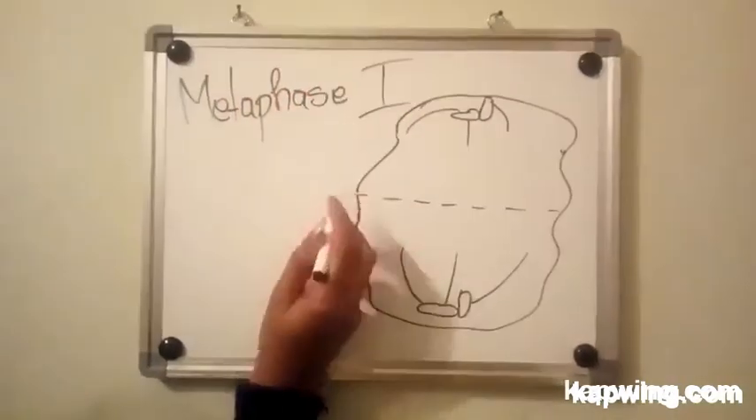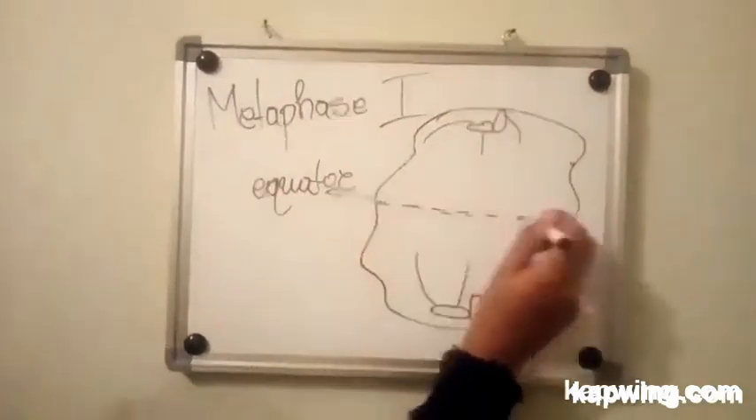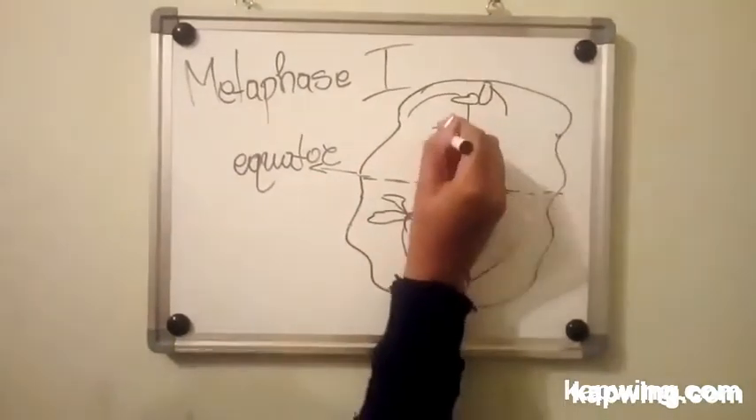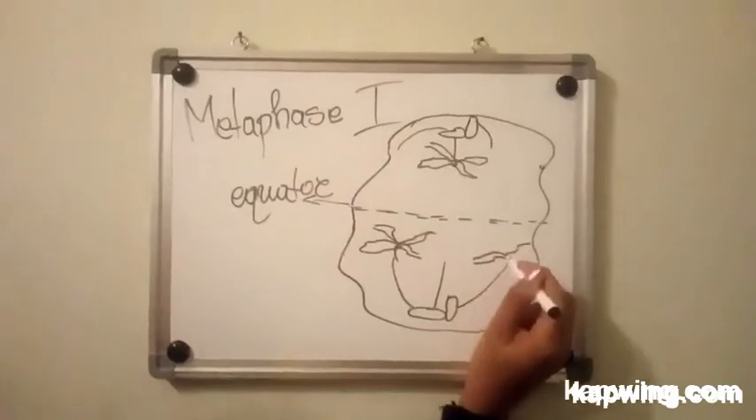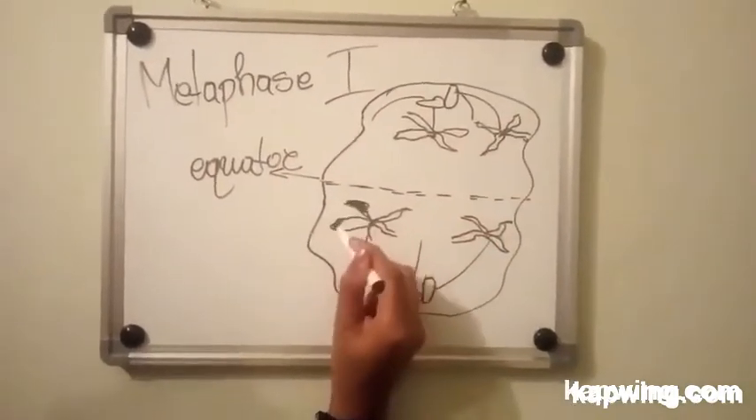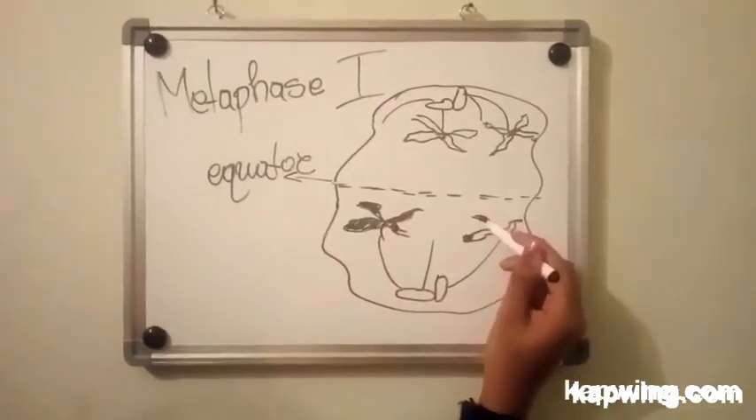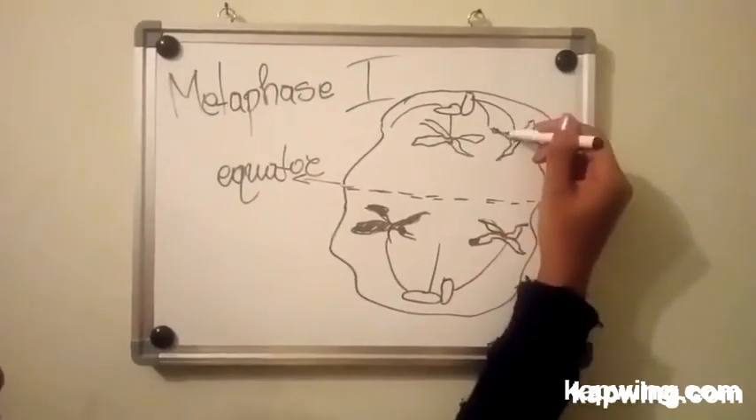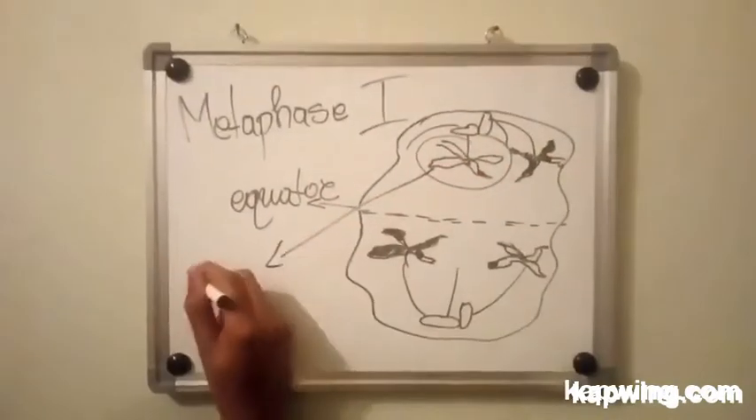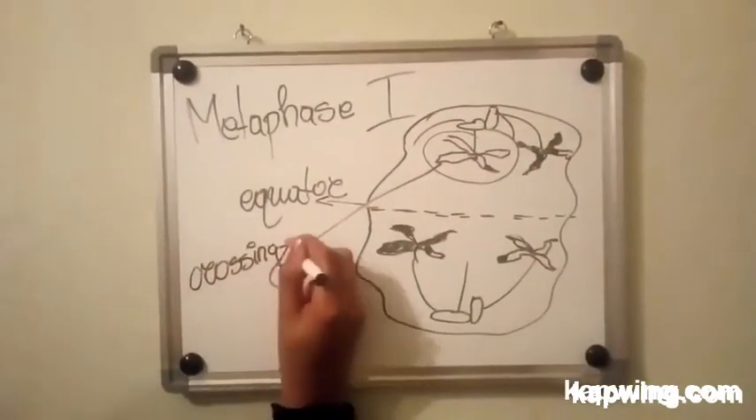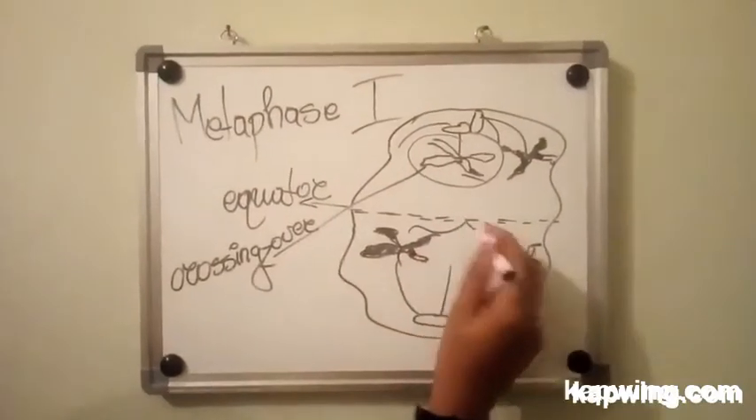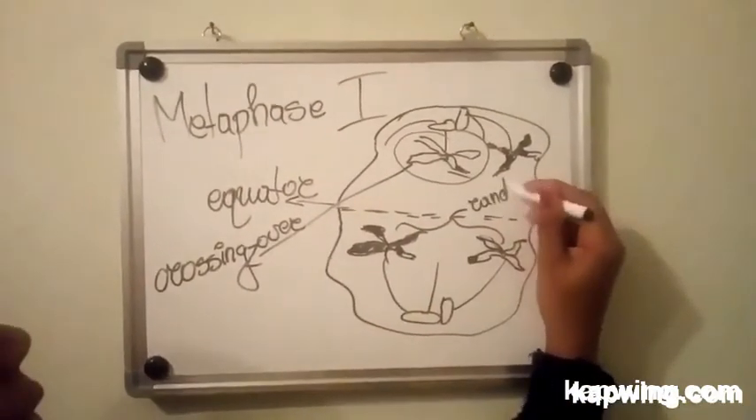During metaphase 1, the homologous series line up at the equator and the fibers attach to the centromeres. We would have observed crossing over already, and now it is time for the random orientation. During random orientation, you really don't know which chromosomes would line up, so you don't know what you would end up with in the end.